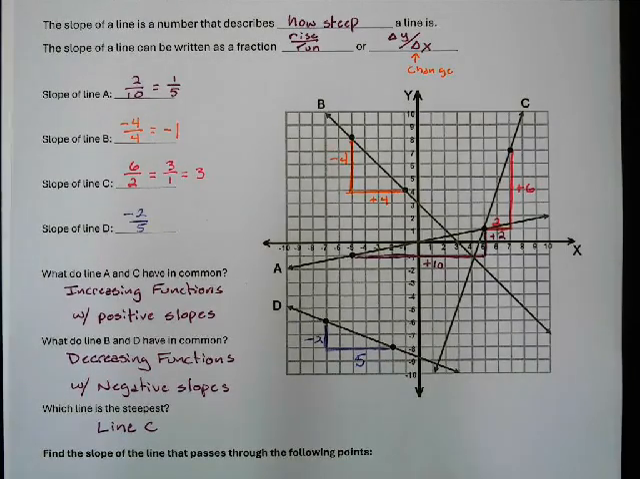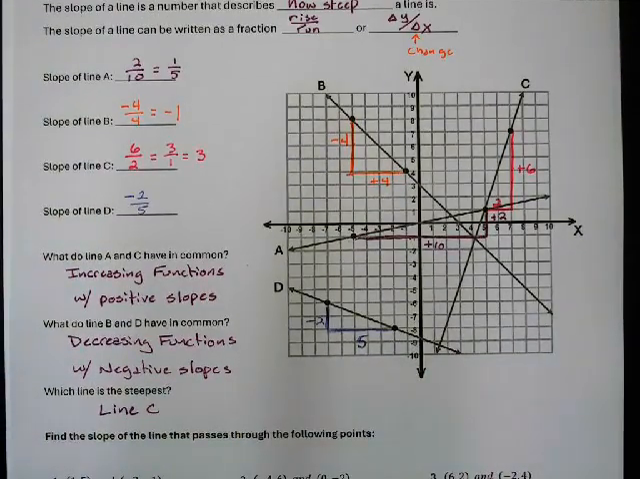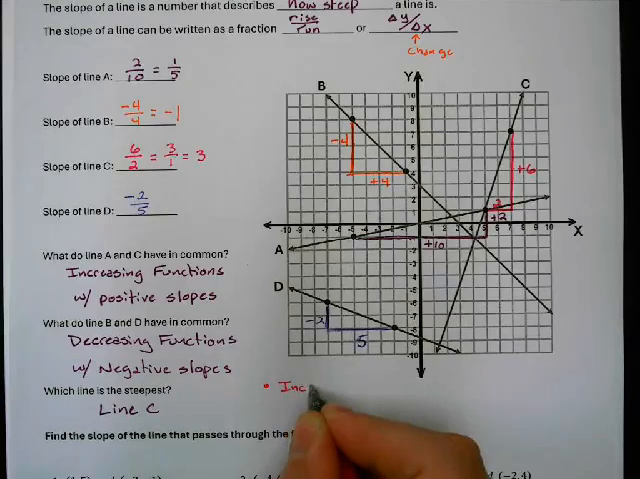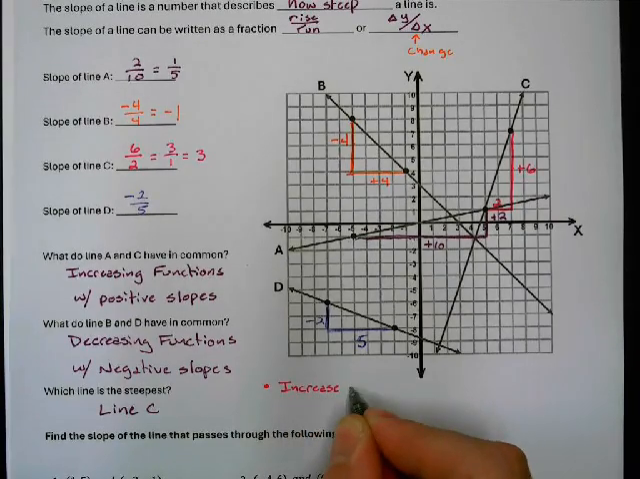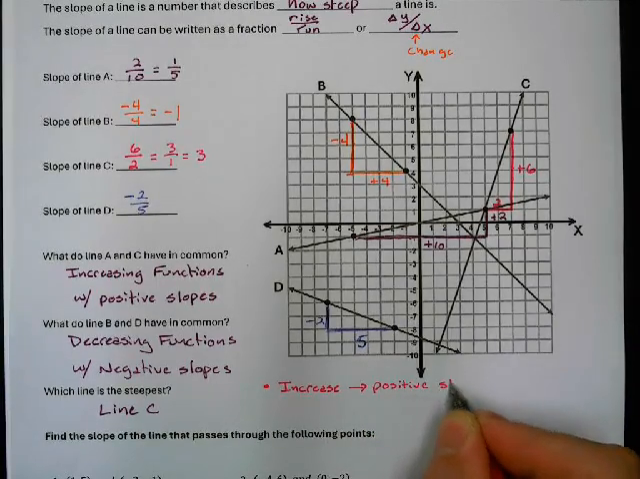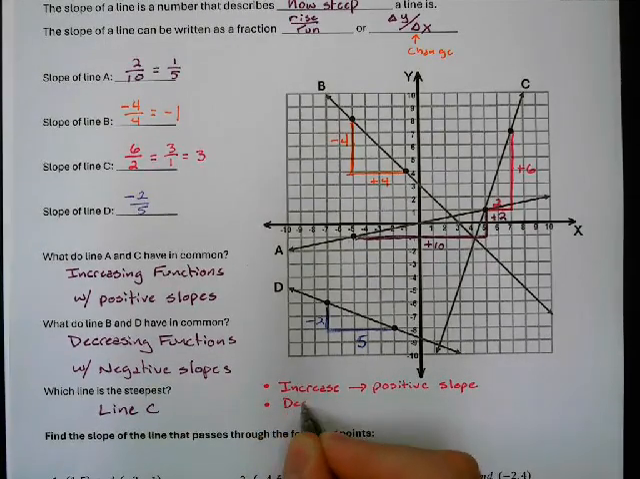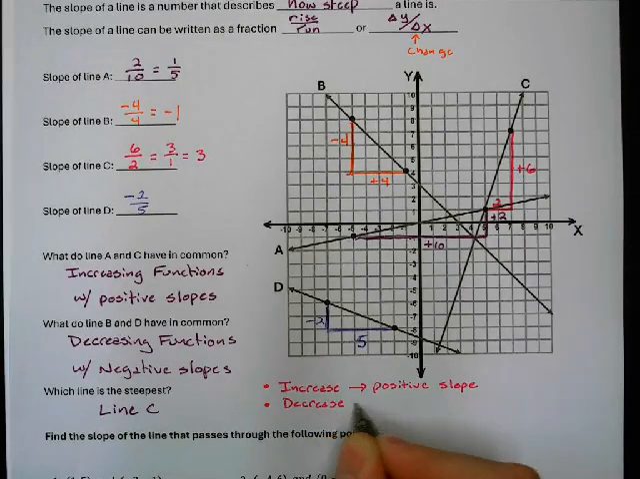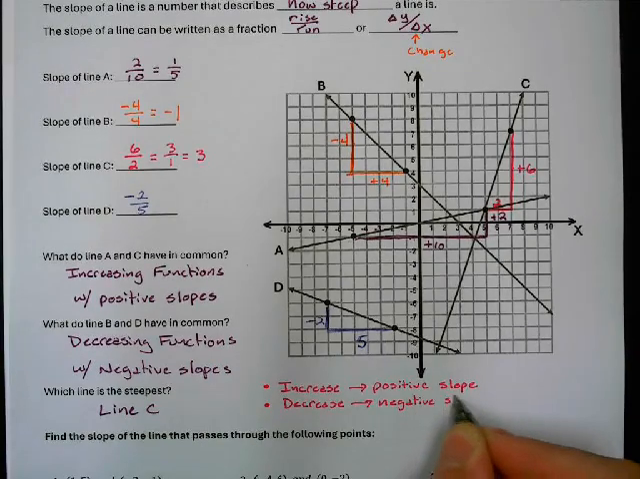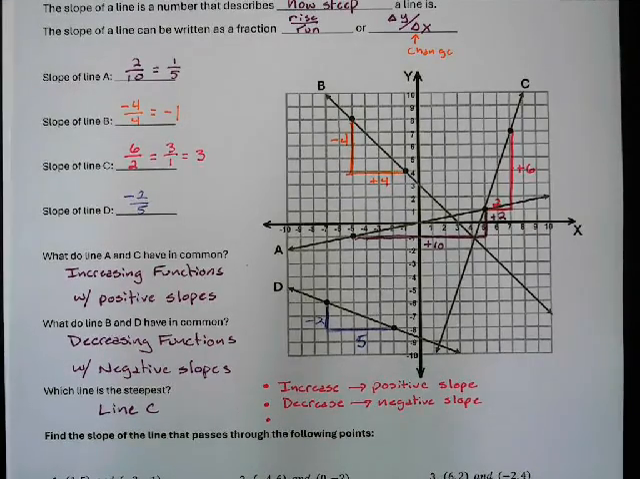So here's the 3 things that we found so far. First piece of information that we need to remember is that if the line is increasing, it's going to have a positive slope. Next thing, when the line was decreasing, we found out that it's going to have a negative slope. Last thing we found out is the steepest lines have the biggest slopes.